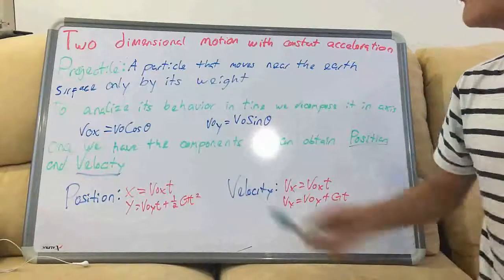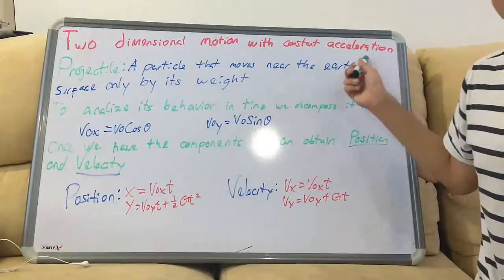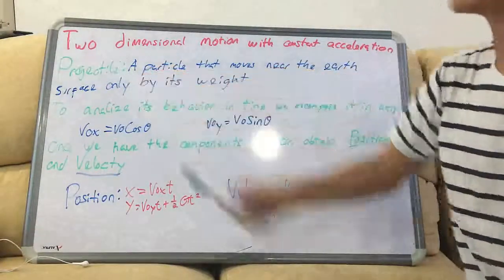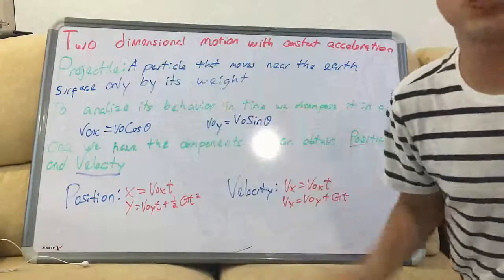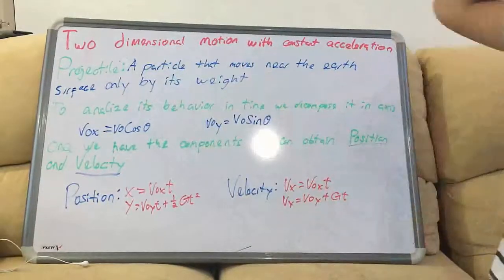To better understand two-dimensional motion with constant acceleration, we must know what a projectile is. It's a particle that moves near the Earth's surface with only its weight acting on it. This is a projectile.